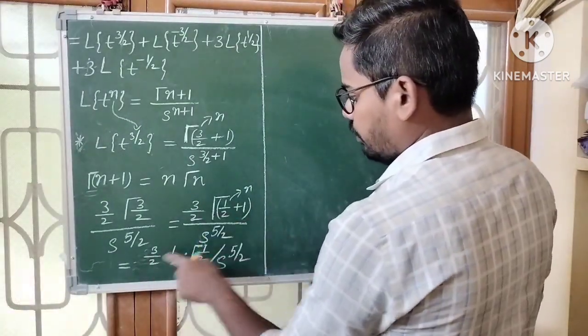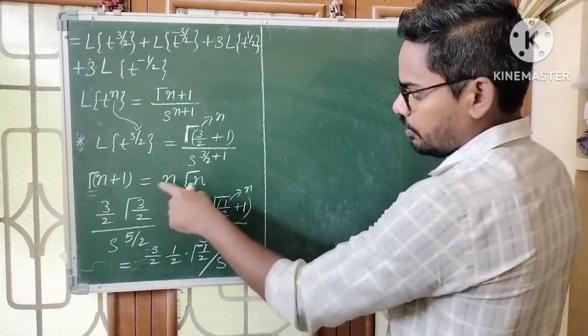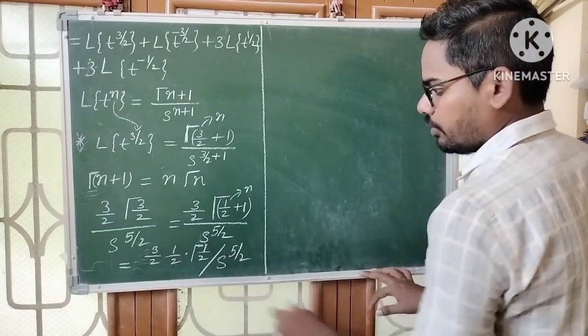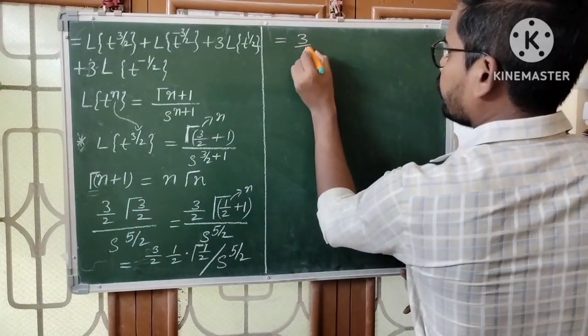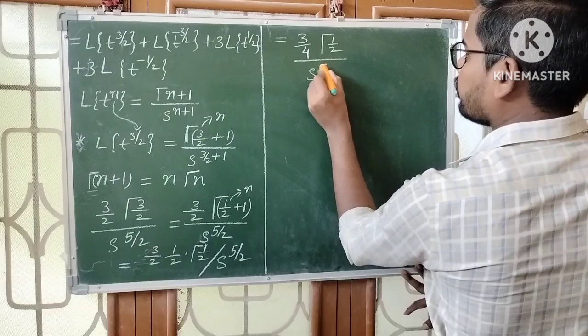So 3 by 2, 3 by 2. Here gamma 1 by 2 plus 1. Here gamma n plus 1, gamma n plus 1 is equal to n gamma n. So 1 by 2 gamma 1 by 2 by s power 5 by 2. So 3 into 1, 3. 2 2s are 4. So 3 by 4 of gamma 1 by 2 whole divided by s power 5 by 2.